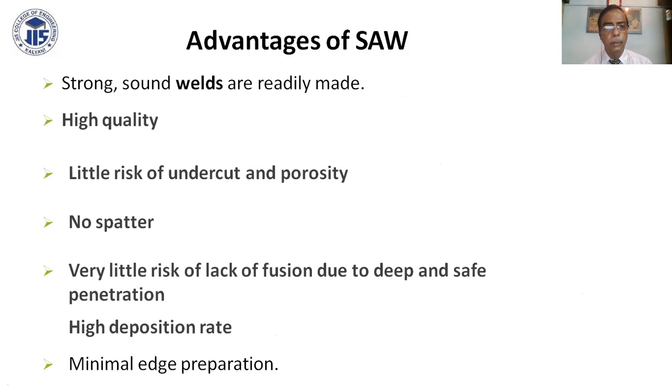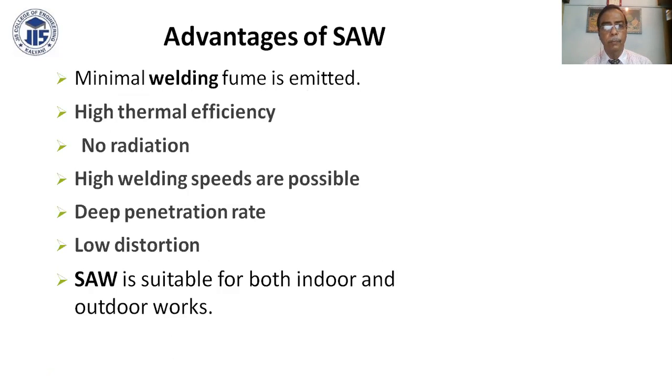Advantages of submerged arc welding: strong, sound welds are readily made. High quality, little risk of undercut and porosity. No spatter, very little risk of lack of fusion due to deep and safe penetration. High deposition rate, minimal edge preparation. Minimum welding fumes are emitted, high thermal efficiency, no radiation, high welding speed is possible, deep penetration, low distortion. Submerged arc welding is suitable for both indoor and outdoor work.